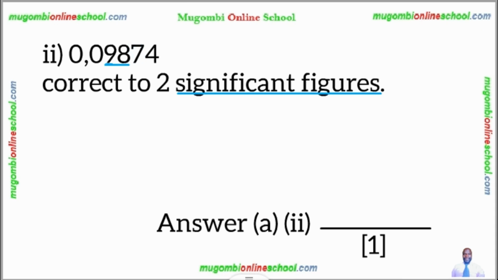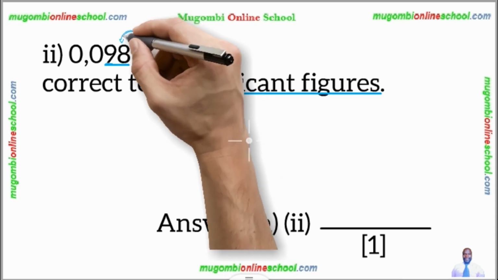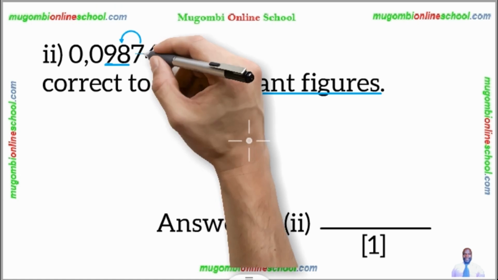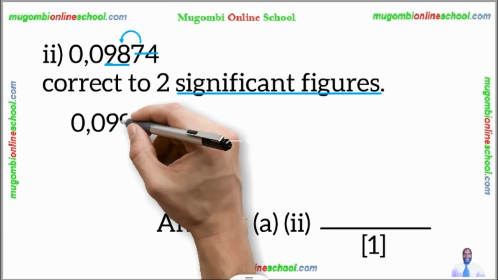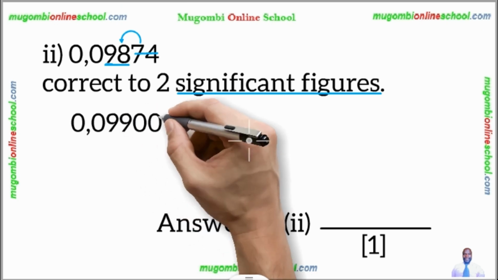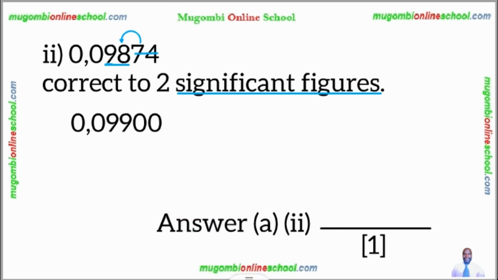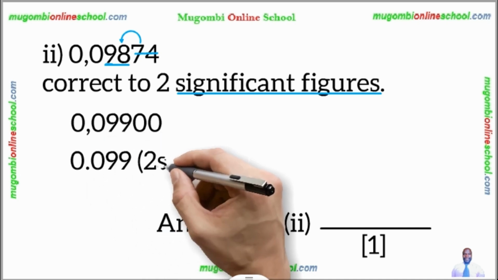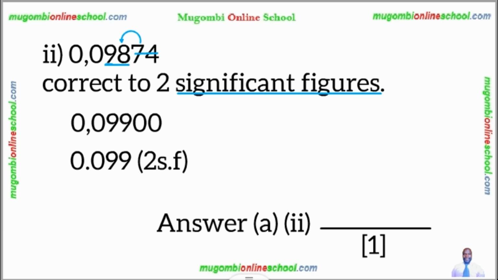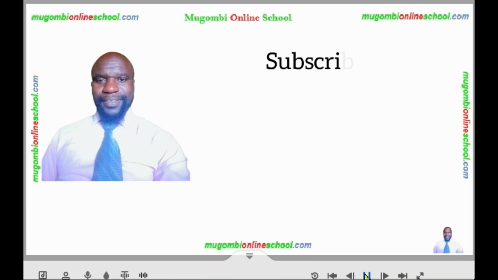So we add 1 to the previous digit, and 8 becomes 9, and the remaining digits become 0. So it becomes 0.099, and these ones will turn into zeros. But all the zeros after the decimal point become insignificant. So our final answer is 0.099 to two significant figures.